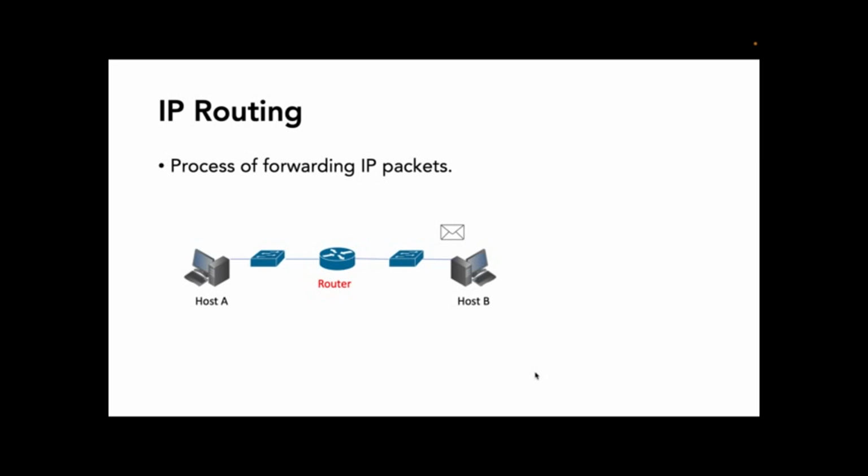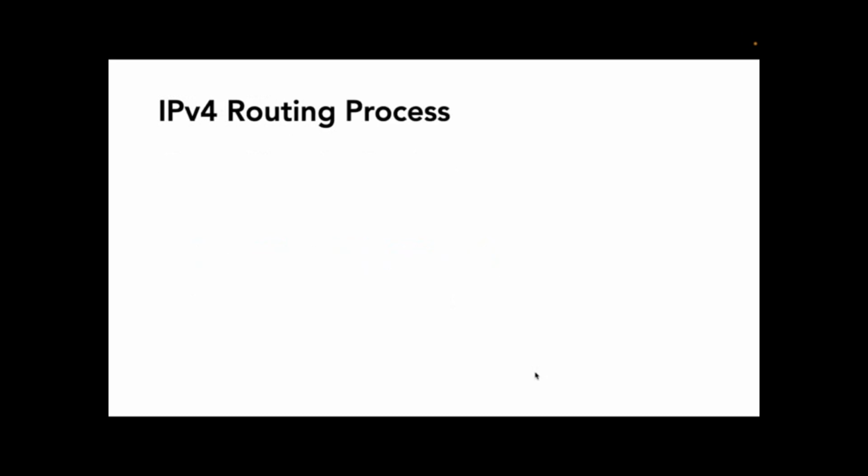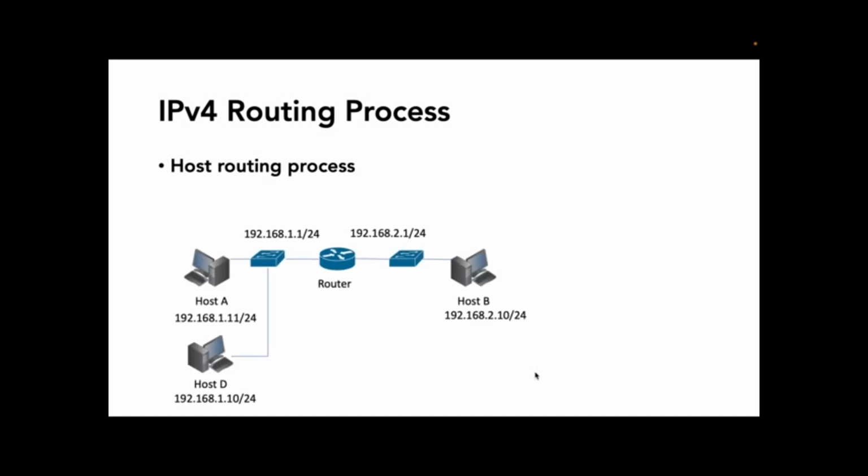Let's go ahead and have a brief overview of what IPv4 routing process is. From the host perspective, the routing process starts with the host that creates the IP packet. Before forwarding, it will first ask the question to itself: is the destination IP address of this packet in my local subnet or remote subnet? If the destination is local, it will send it directly to the destination.